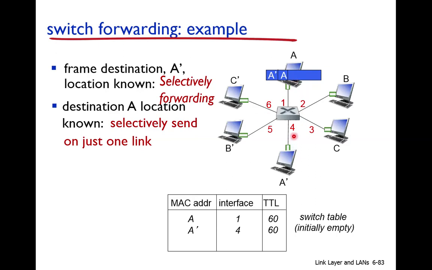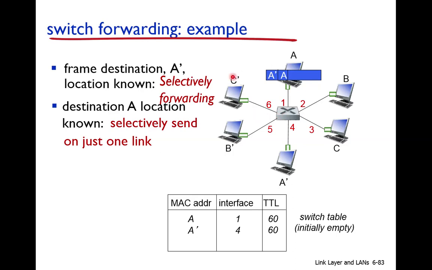If A dash is sending data to A and B is also sending data to A, then it cannot be done, because when both data arrive on the same link and are transmitted, they will cause a collision. But if the destination of each source is different, then this transmission can be done.